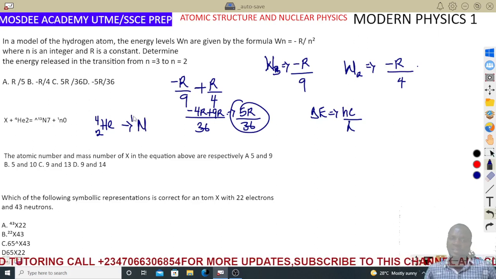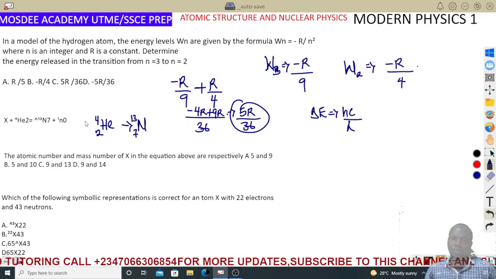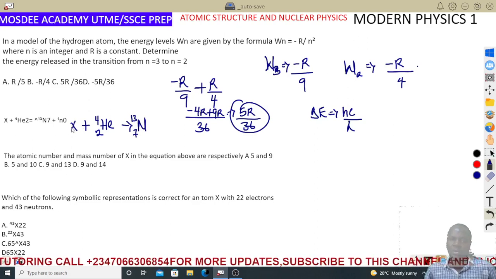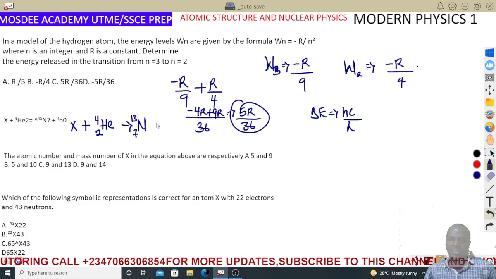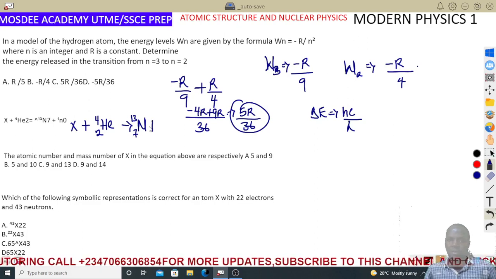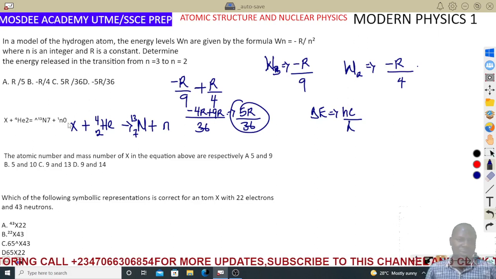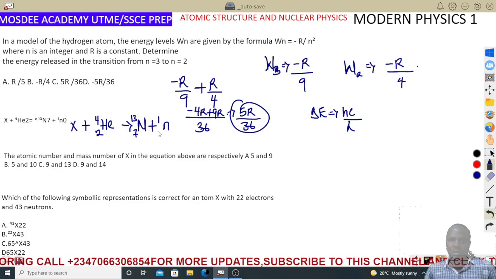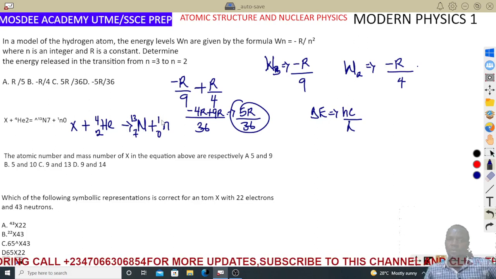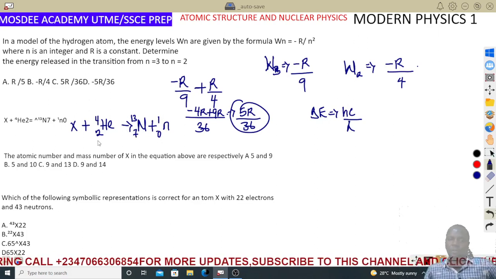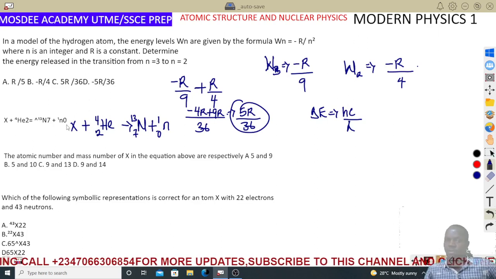N is 13, 7. This X was bombarded with an alpha particle, or helium particle, the way we call it. And it's giving us 13, 7 plus, we have a neutron, 1, 0. So we just need to balance this. 13 plus 1 is 14, 7 plus 0 is 7, 14, 7. This is 4, 2. To get 14 from here should be 12.